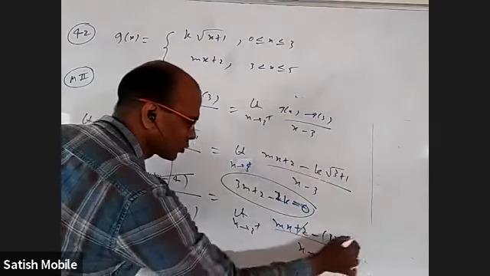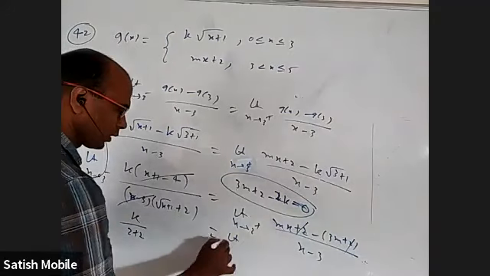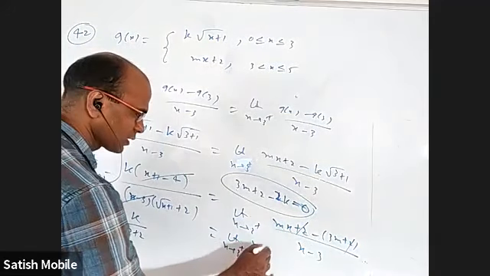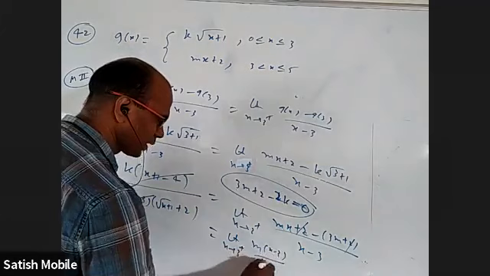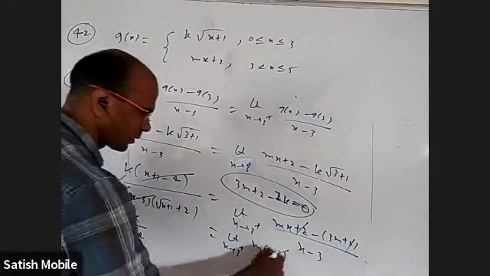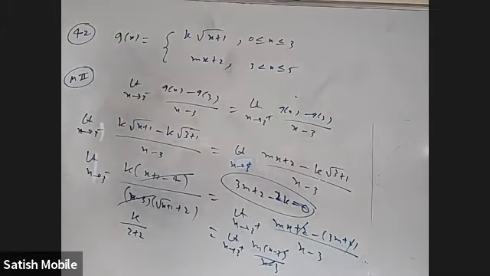Now I can cancel 2 here, take m common. I'll get the limit as x tends to 3 of m into (x minus 3) by (x minus 3). X minus 3 will cancel, we'll get m. So here also we got the same equation here. K by 4 is this and that is m. K by 4 equal to m.